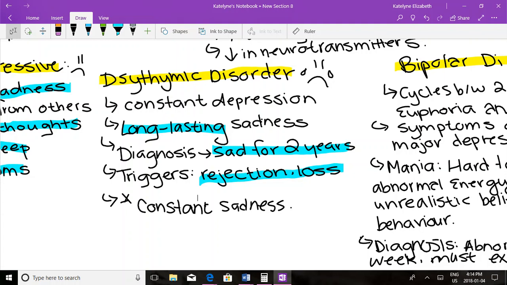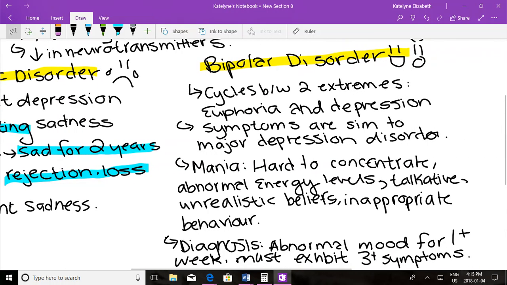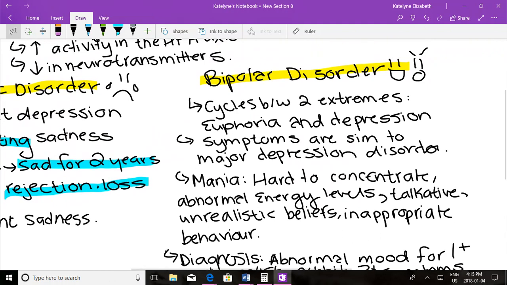The last one that we are going to be talking about today is bipolar disorder. And as you see my little emojis here at the top, they indicate something. Because the people that are diagnosed with bipolar disorder have 2 cycles with 2 extremes, basically. So they cycle between euphoria and major depression. Their symptoms can be similar to that of major depressive disorder.